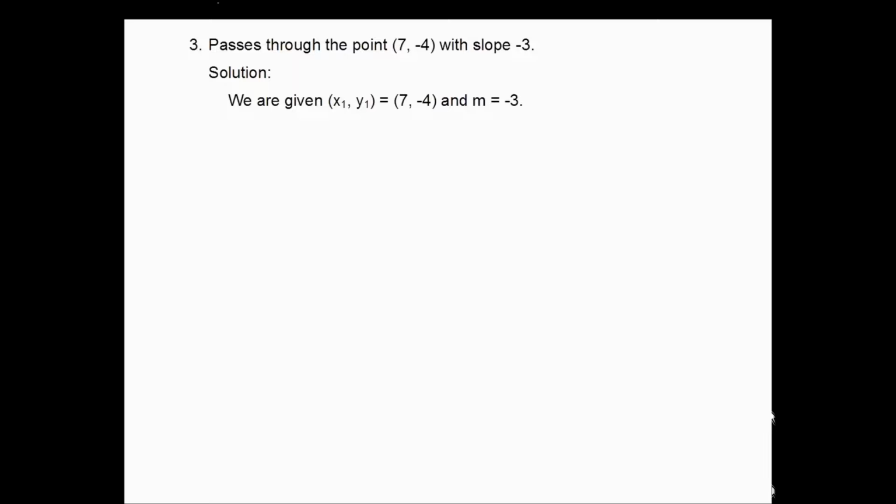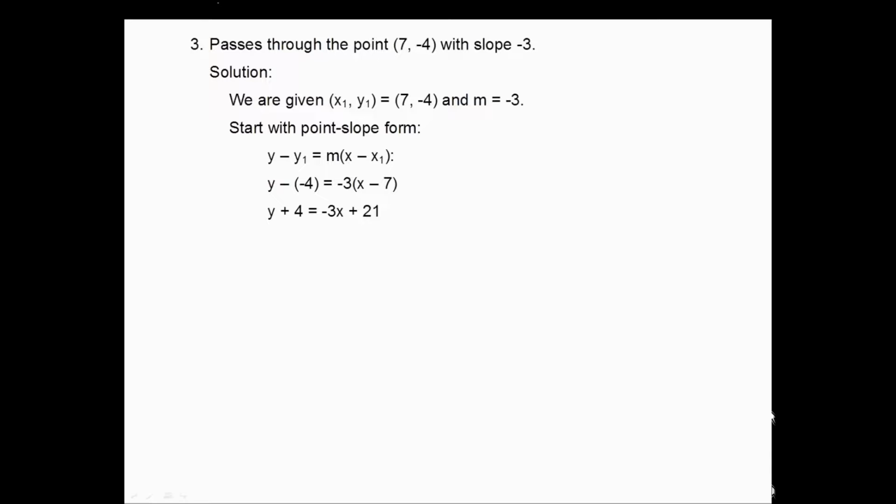So my point slope form, remember, is y minus y1 is equal to m times x minus x1. That's your point slope form. You have to learn the forms. Okay, fill in the numbers. So I have y minus negative 4 is equal to negative 3 times x minus 7. Let's do some work on this. Minus minus is plus, and let's distribute the negative 3. So y plus 4 is equal to negative 3x plus 21.